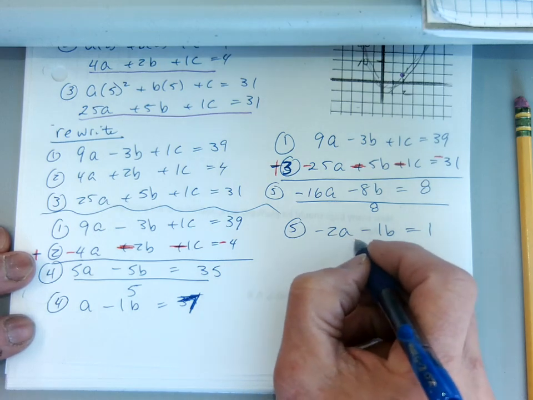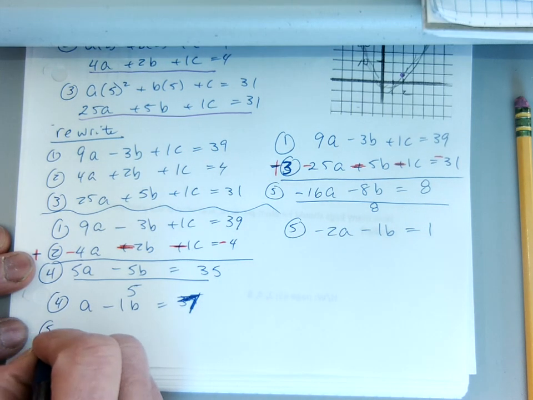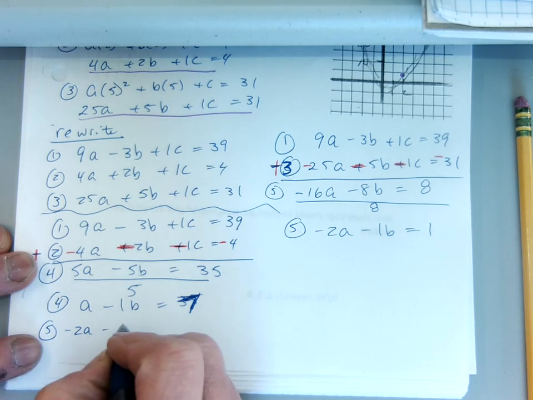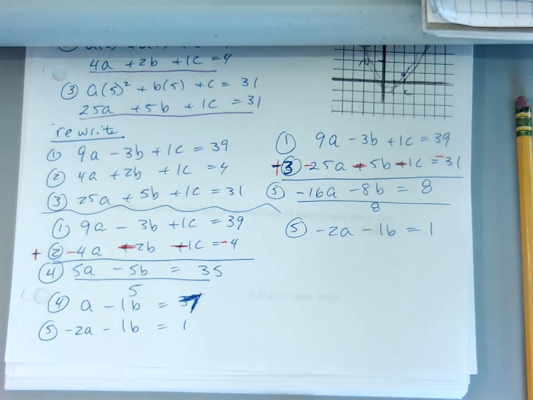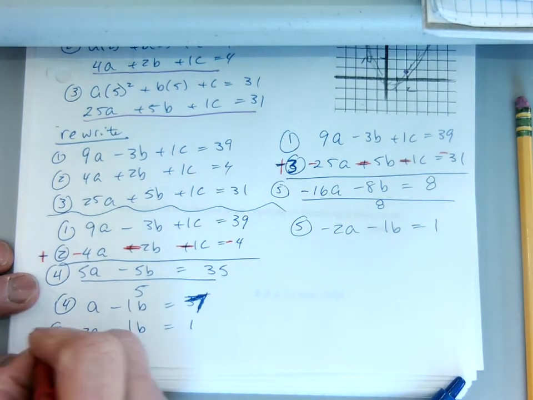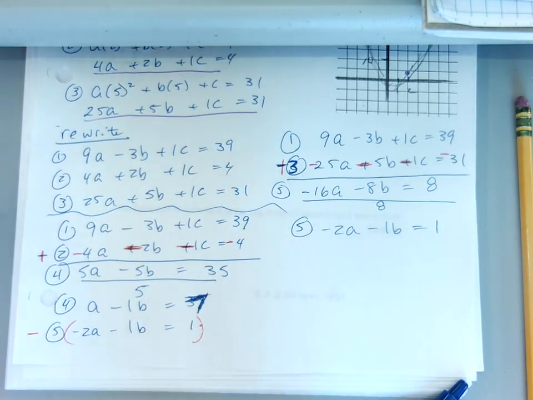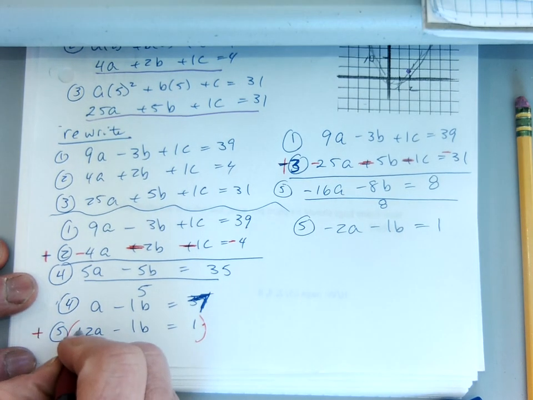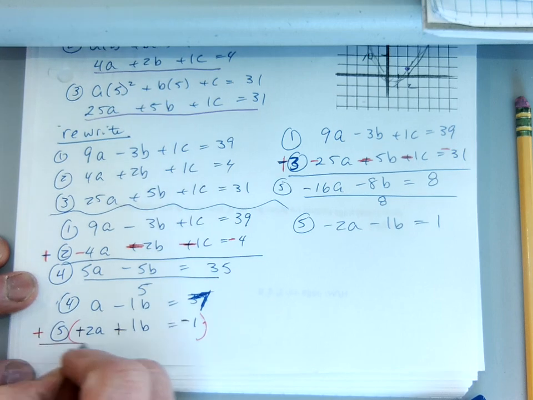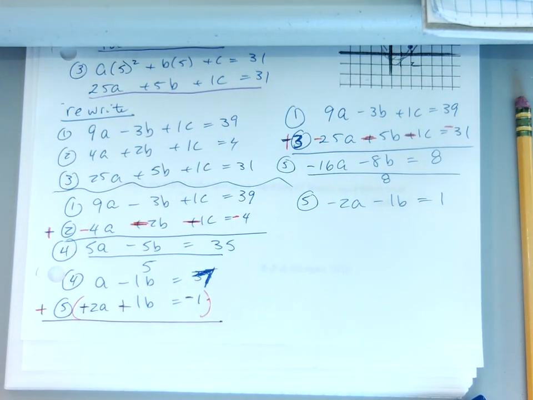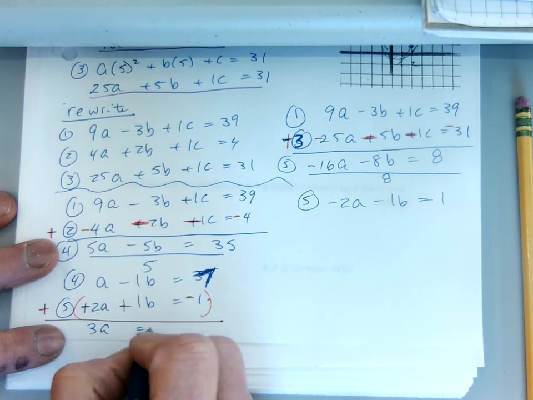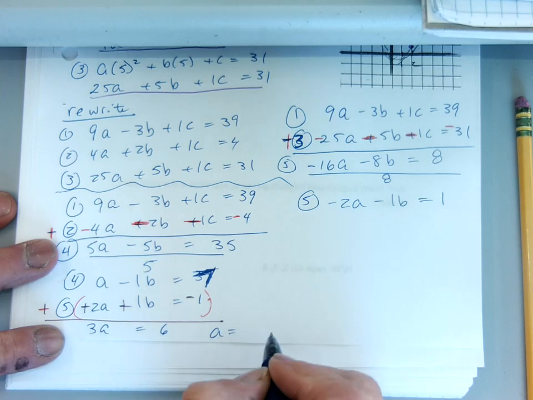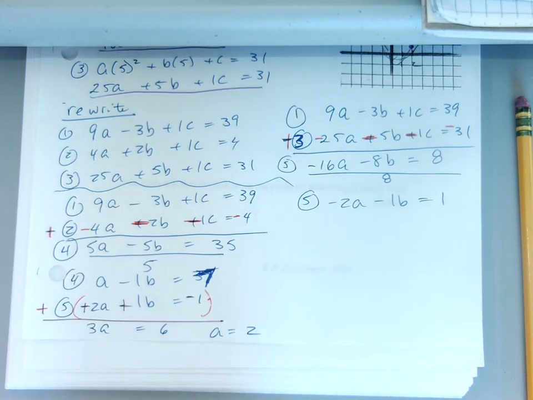So, if I were to take and put 5 down here, negative 2a minus 1b equals 1, and subtract 4 from 5, right? Subtract 4 from 5. And then, of course, I'm going to do the same thing because I make dumb mistakes. I'm going to add a negative, so change that, and change that. Okay, see what I did? I'm almost there. So then I'm going to get a 3a equals 6, but now I've got a equals 2, right? Yeah. And I can get b now.